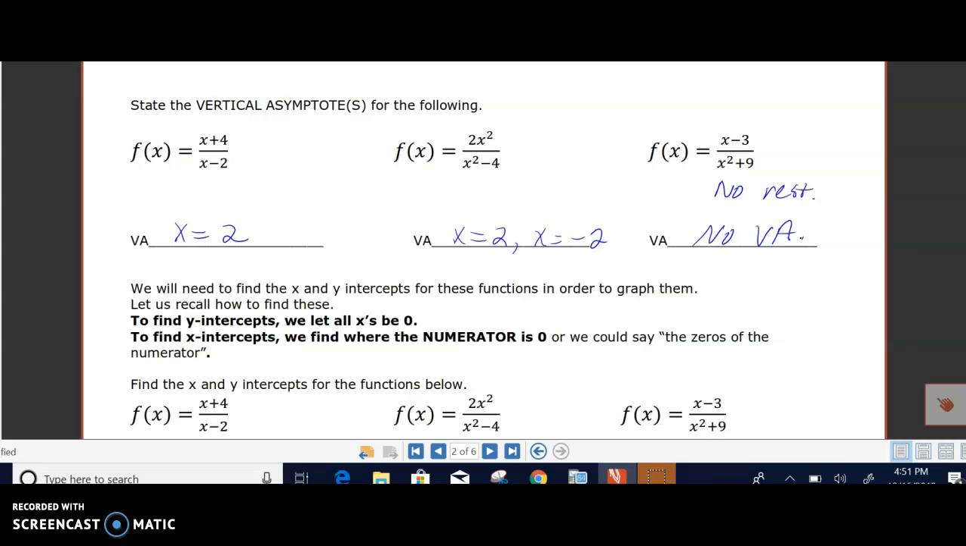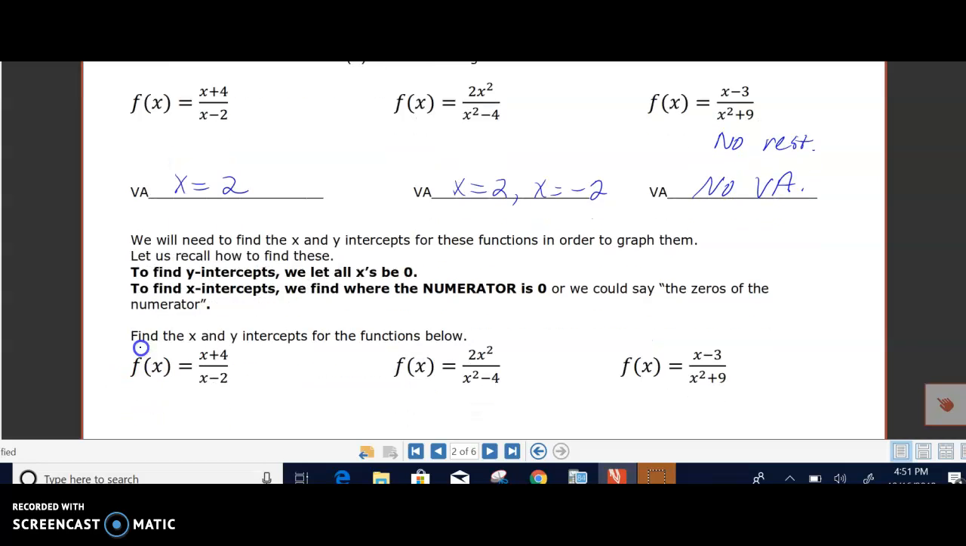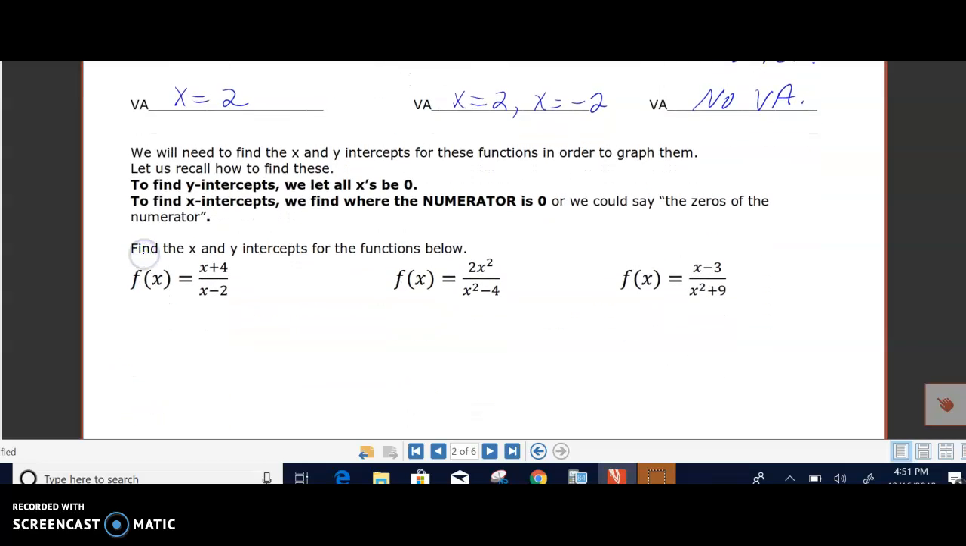Okay, how to find x and y intercepts? Well, here's how we're going to do it. To find y-intercepts, we let all the x's be 0 and just do some reducing. To find x-intercepts, the only thing we need to do is find where the numerator is 0.